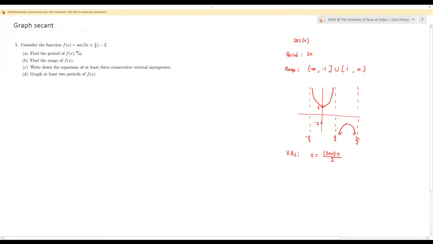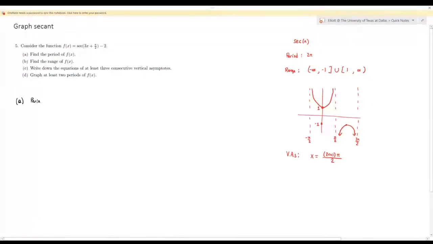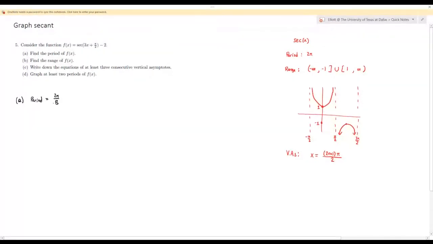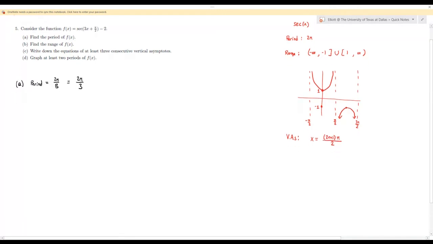Okay. Now here, more generally, for something like this, the period, instead of being 2 pi, is going to be 2 pi over b. Okay. Which in this particular problem would be 2 pi over 3. Okay.